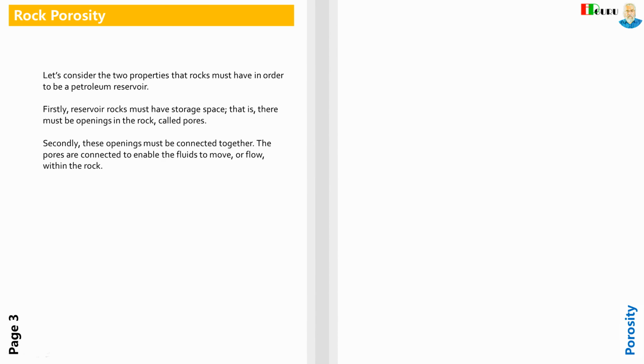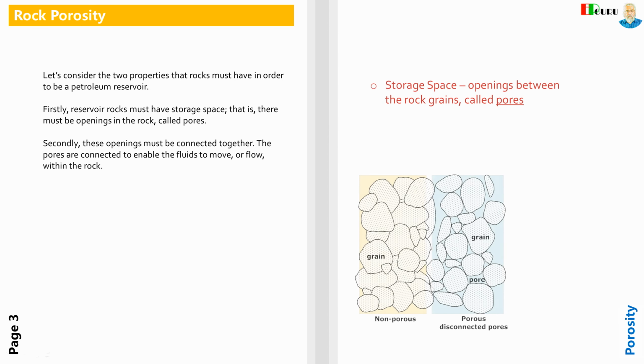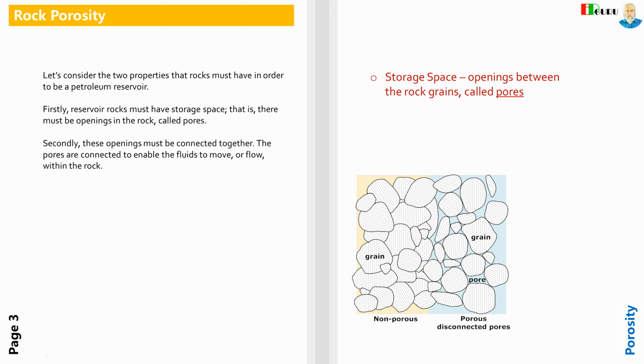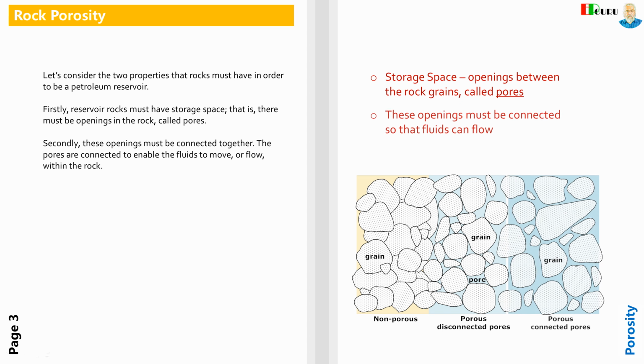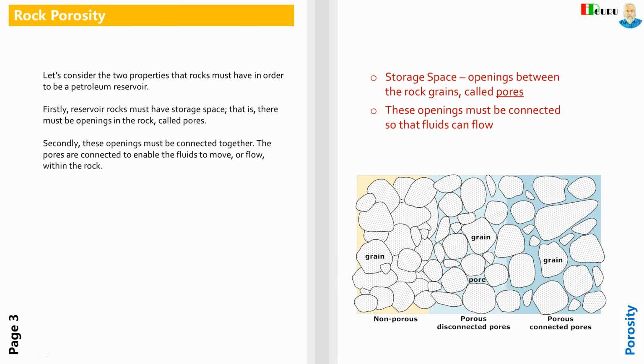Let's consider the two properties that rocks must have in order to be a petroleum reservoir. Firstly, reservoir rocks must have storage space, that is, there must be openings in the rock called pores. Secondly, these openings must be connected together. The pores are connected to enable the fluids to move or flow within the rock.